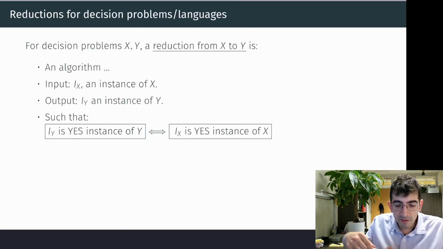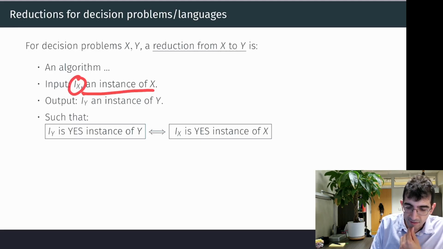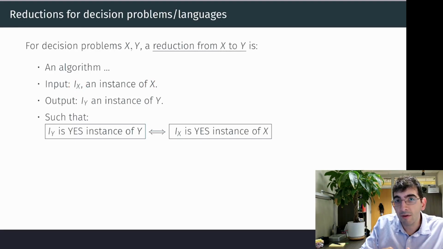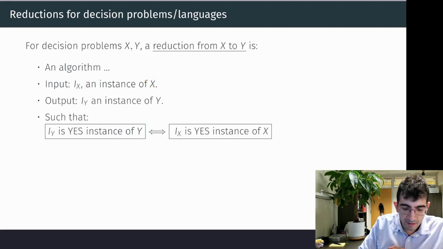With decision problems, a reduction works such that if IX is a yes instance of problem X, remember we're talking about decision problems, so the output could only be yes or no. So if the instance of X is a yes instance of X, then the instance of Y is also a yes instance of Y. So we need an algorithm that transforms yes instances of X into yes instances of Y.